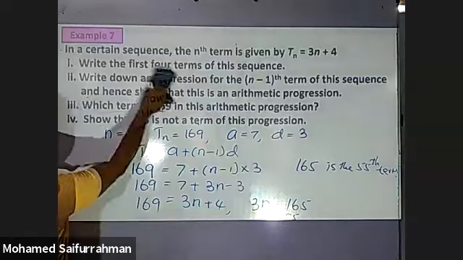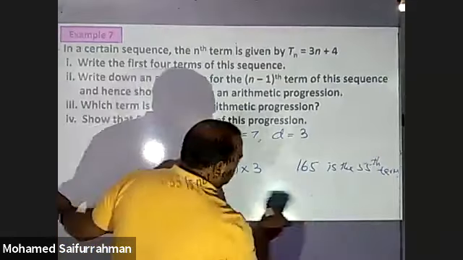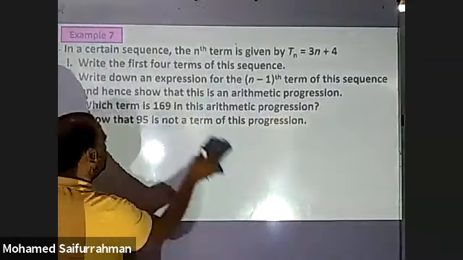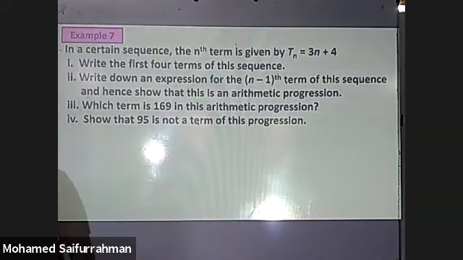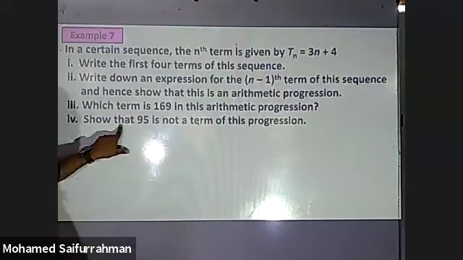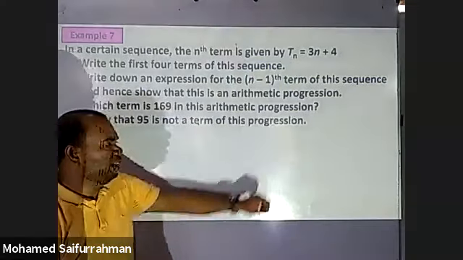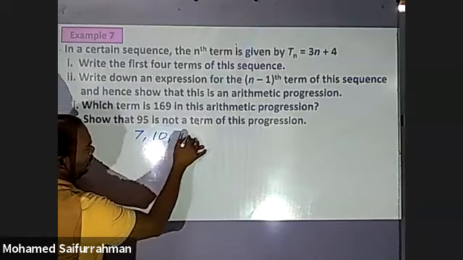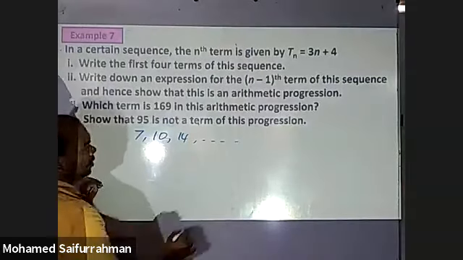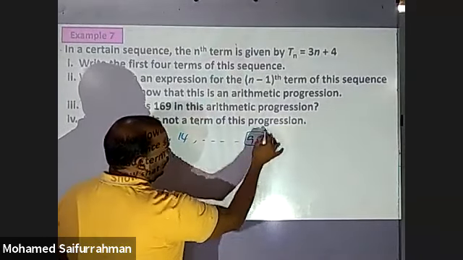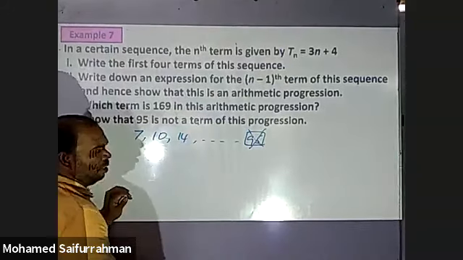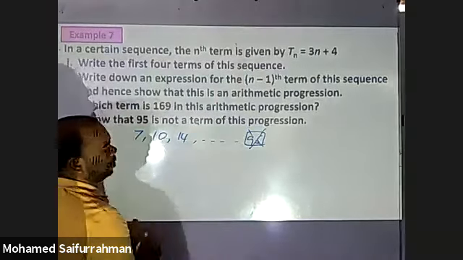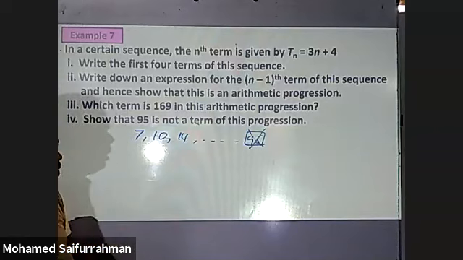Okay, let's move to the next. Another very important part of this question is how to show a given value is not a term of the given progression. Show that 95 is not a term of this progression. When you are writing 7, 10, 13, maybe 94 or 96 will be here, but 95 is not a term of this progression. Then how to prove that? Okay, let's see.